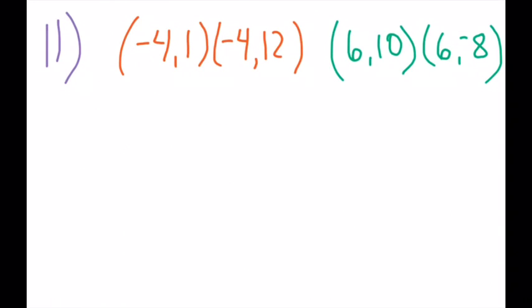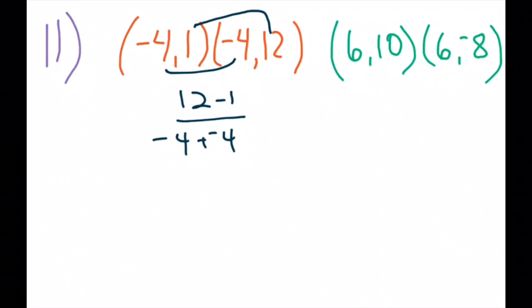Okay, for numbers 11 through 14, we're going to tell whether these two lines are parallel, perpendicular, or neither. So in order to determine that, we have to find the slope of each line. So in the red, I've got (-4, 1) and (-4, 12). So I'm going to do y minus y, that's 12 minus 1, and then x minus x, negative 4 minus negative 4. That's going to be 11 divided by 0. So this slope is undefined.